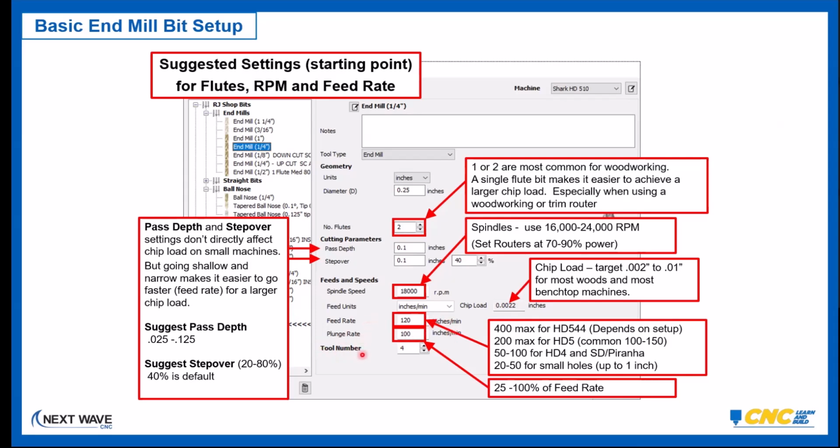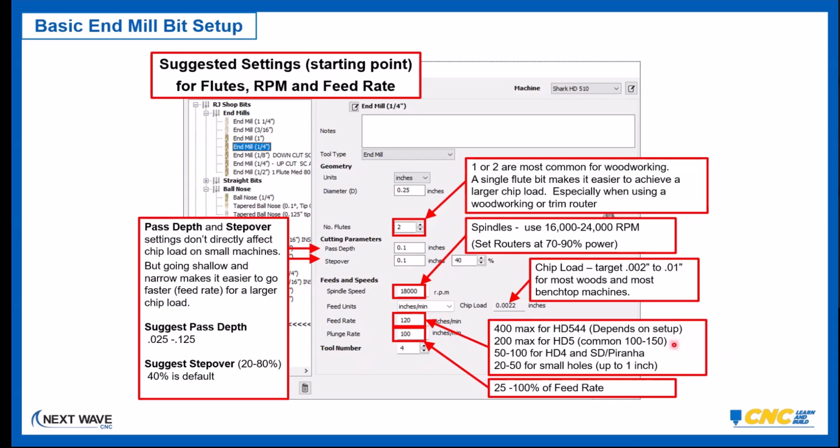On the feed rates, I've got this list here. You probably already peeked at that. But if you have an HD44, they're working on the maximum feed rate on that. I think the last time I heard it was around 400 for maximum feed rate on that. The HD5s are around 200. And so that would be maximum.